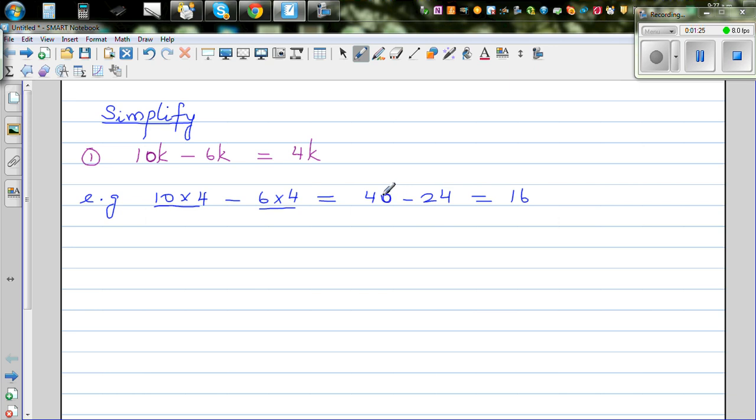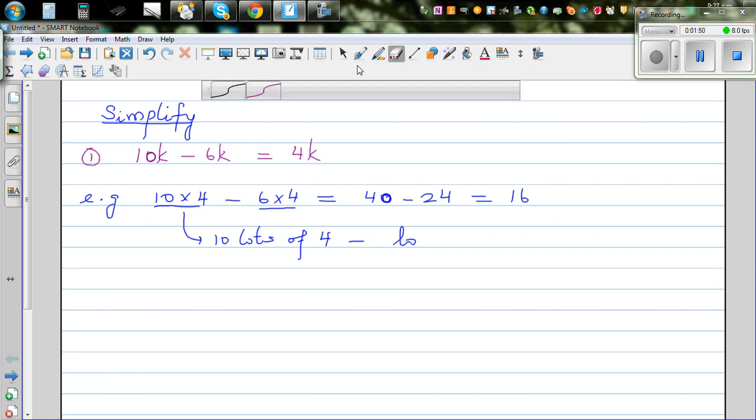Now, of course, this is not difficult, but if you want to use a skill of algebra, here you're saying this is 10 lots of 4, take away 6 lots of 4. This is one thing that you should understand. When you say lots of 4, what does that mean? 10 times 4 means adding 4 ten times, or adding 10 four times. So you can say 4 plus 4 plus 4, if you add ten times, you get 40. And 6 lots of 4 means if you add 4 six times, you're going to get 24.